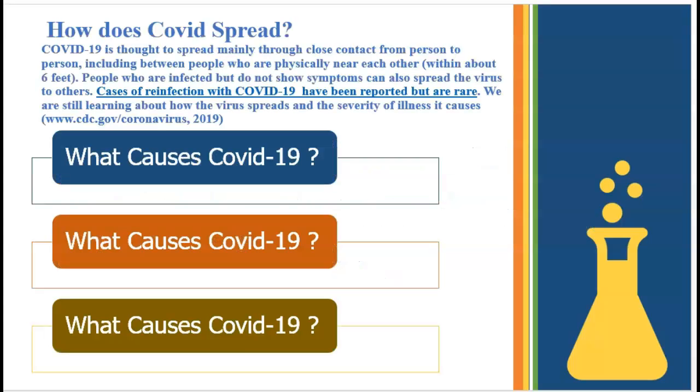How does COVID spread? COVID-19 is thought to spread mainly through close contact from person to person, including between people who are physically near each other within about 6 feet. People who are infected but do not show symptoms can also spread the virus. Cases of reinfection with COVID-19 have been reported, but are said by the CDC to be rare. We are still learning about how the virus spreads and the severity of the illness that it causes.